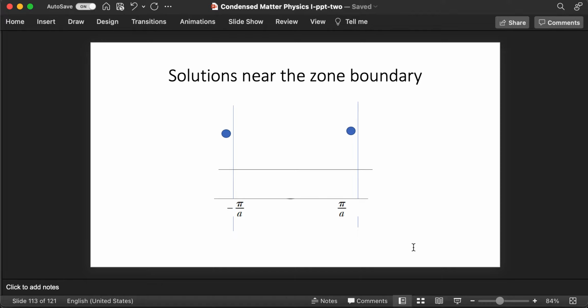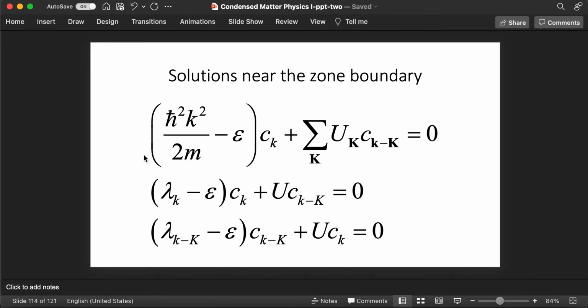Now you can do the same calculation for wave vectors near the zone boundaries, but not exactly at the zone boundary. So again, from the form of the Schrodinger equation, you can write down the two expressions for lambda k and lambda k minus a reciprocal lattice vector.